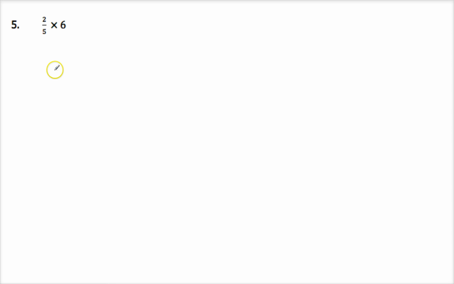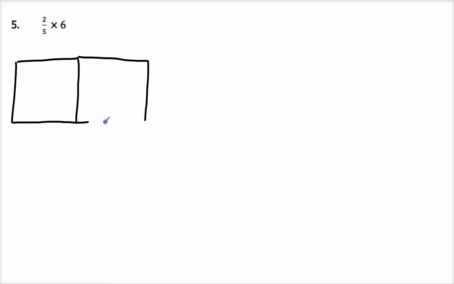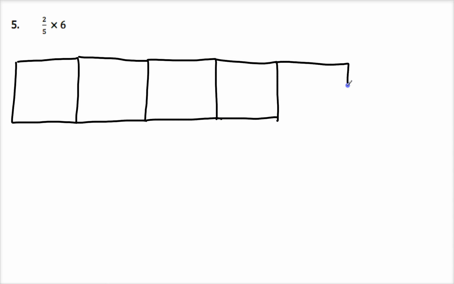Okay, for my last multiplication problem, I have 2/5 times 6. So since my whole number is 6, I'm going to draw 6 wholes. There's 3, 4, 5, and 6, and I'm going to do my best to divide these into fifths. So let's see.